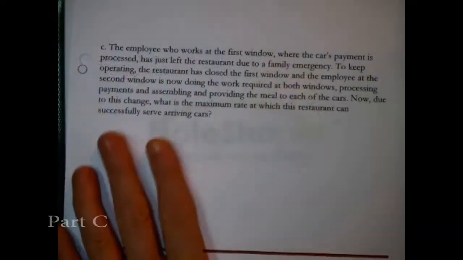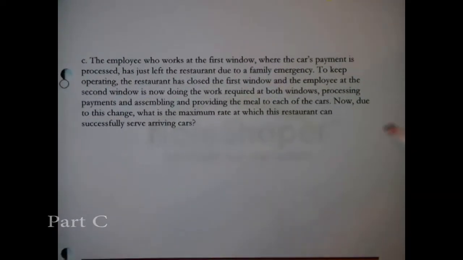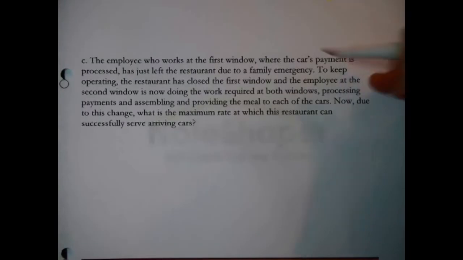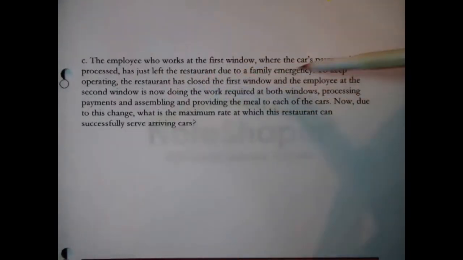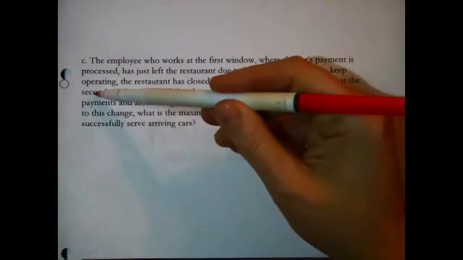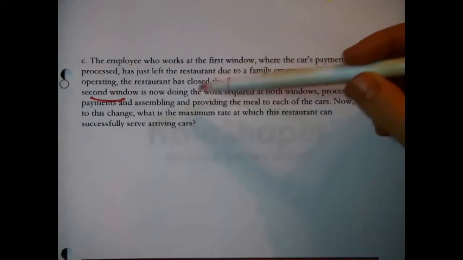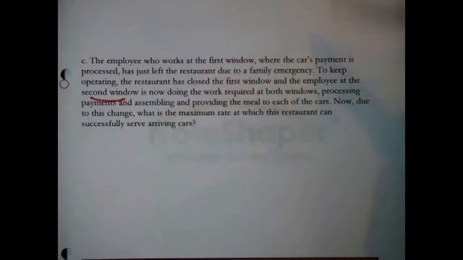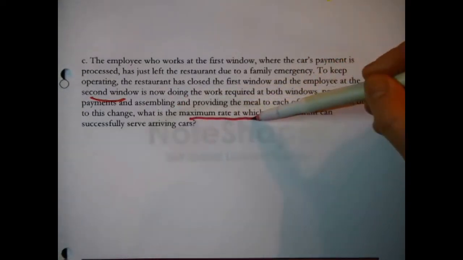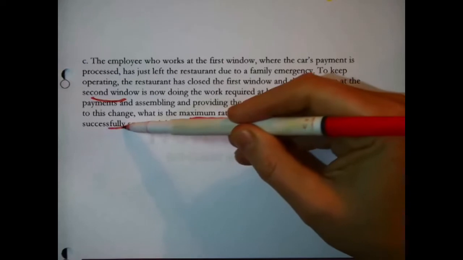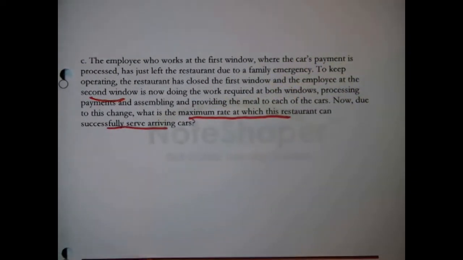Last question. The employee who works at the first window where the car's payment is processed has just left the restaurant due to a family emergency. To keep operating, the restaurant has closed the first window, and the employee at the second window is now doing the work required at both windows, processing the payment and providing the meal and everything. Now, due to the change, what's the maximum rate at which? Okay, so similar to the first question, except the system has changed.